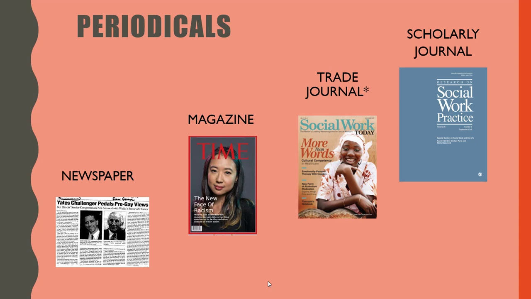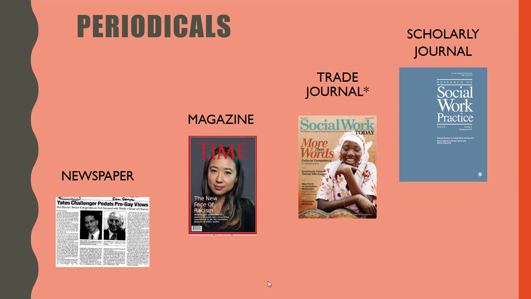We see them come out daily with current news that's usually brief in nature. Most newspapers are written for the general consumer to understand. They would not be an appropriate periodical for the type of research in this class. A magazine is also a publication written for the general consumer. An article on racism in Time magazine would not be appropriate for your assignment.